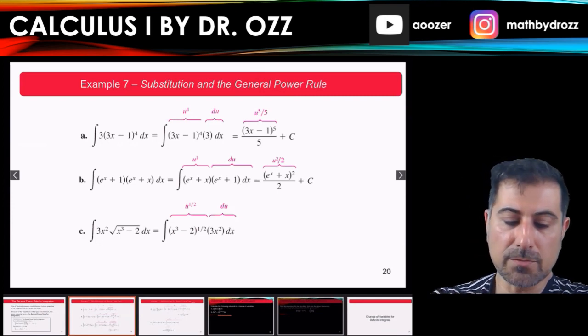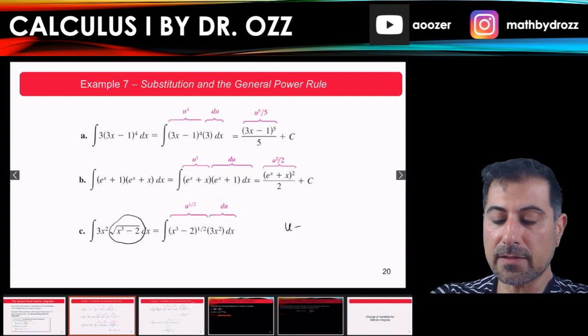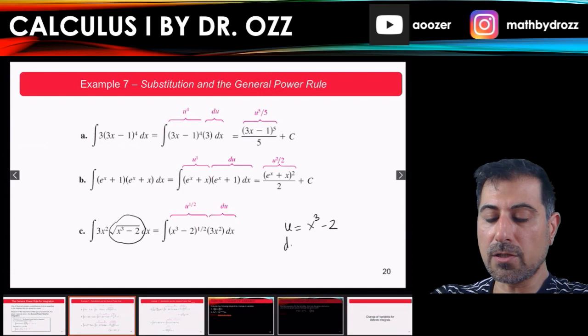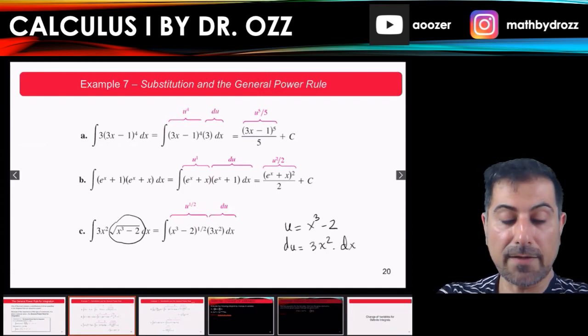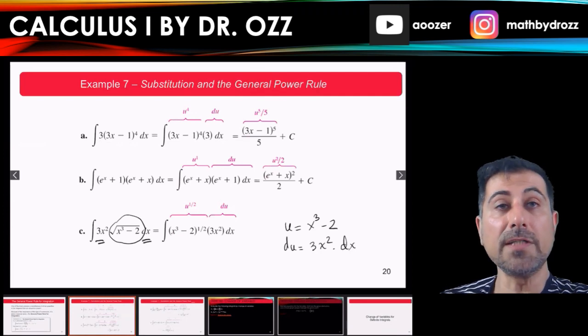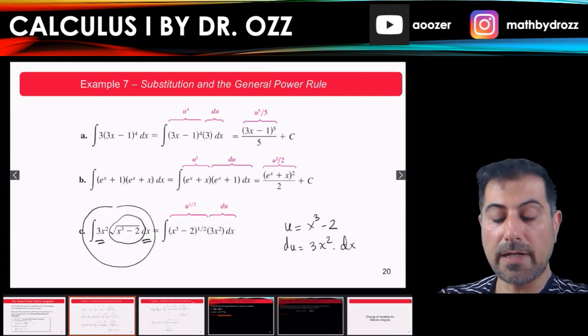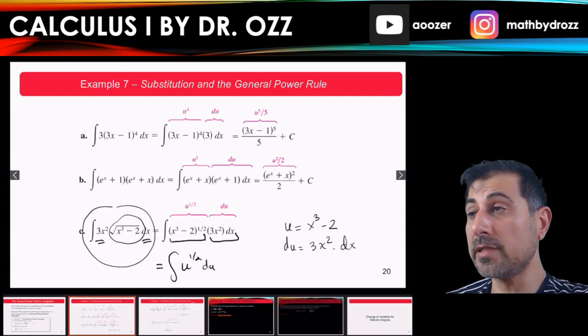The inner function, this looks to be my composite function, and the inner part of that is in fact x cubed minus 2. And the good news is that when you take the differential of that, that is 3x squared times dx. Here we go, I have 3x squared dx, so by rewriting this expression, you have u to the power of 1/2 times du, and we know how to integrate this.